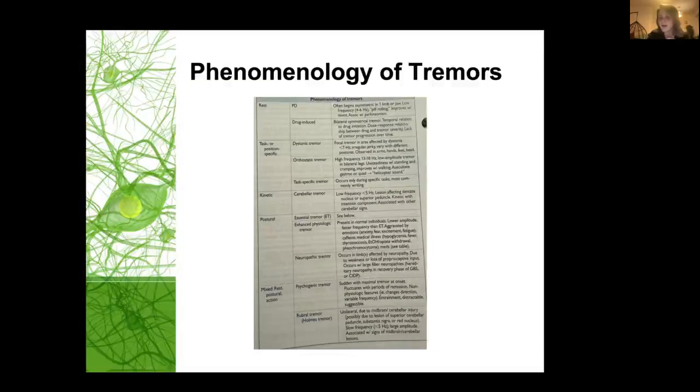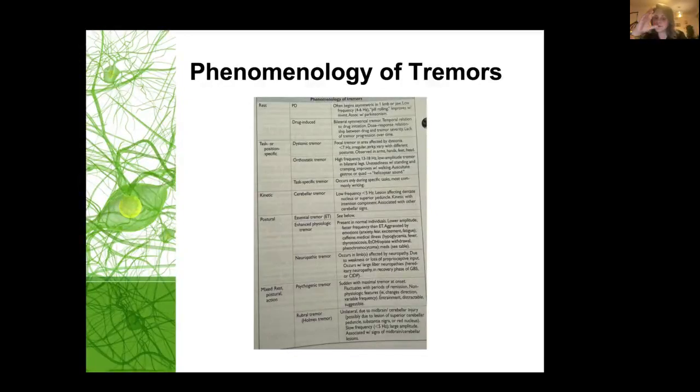And then there's neuropathic tremor, which occurs in relation to neuropathy. And neuropathy, as you all know, causes weakness and loss of proprioceptive input. And it occurs with large fiber neuropathies like hereditary neuropathies, or things like Guillain-Barré syndrome or CIDP. So this, as well as essential and physiologic, are usually postural in nature.